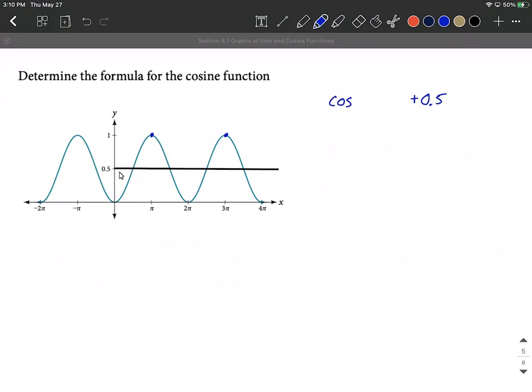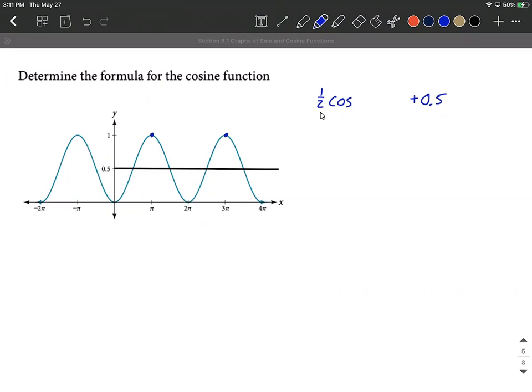From there, the next thing I would notice has to do with our amplitude. The amplitude is how far above this midline and how far below this midline our graph gets. So if our midline is at 1/2, it goes up to 1. That's only a difference of 1/2. So I'm pretty sure we're going to have a half out in front here. You could also say if we start at 1/2 for our midline, it only goes down to 0. So that's a total distance of 1/2, which is going to be our multiple out in front of the entire function.